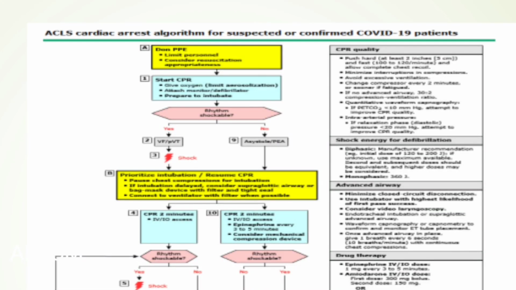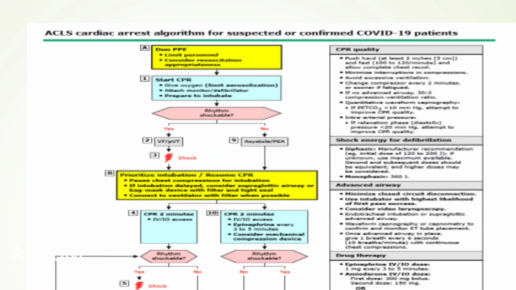Now there is one more thing which has to be specifically mentioned: there is an adult cardiac arrest algorithm for suspected or confirmed COVID-19 patients. The basic difference between the normal ACLS cardiac arrest algorithm and the COVID-19 cardiac arrest algorithm is that before even starting CPR, the algorithm says you have to don your PPE properly, and the number of people on the cardiac arrest team should be limited. So limited personnel, don your PPE properly and consider resuscitation appropriately.